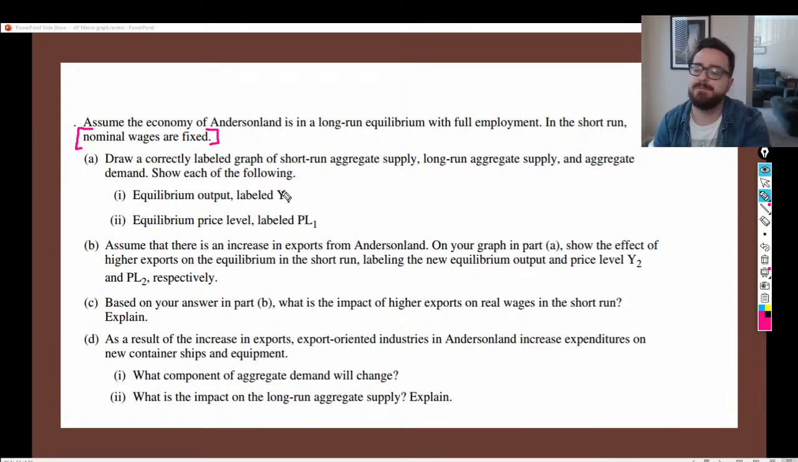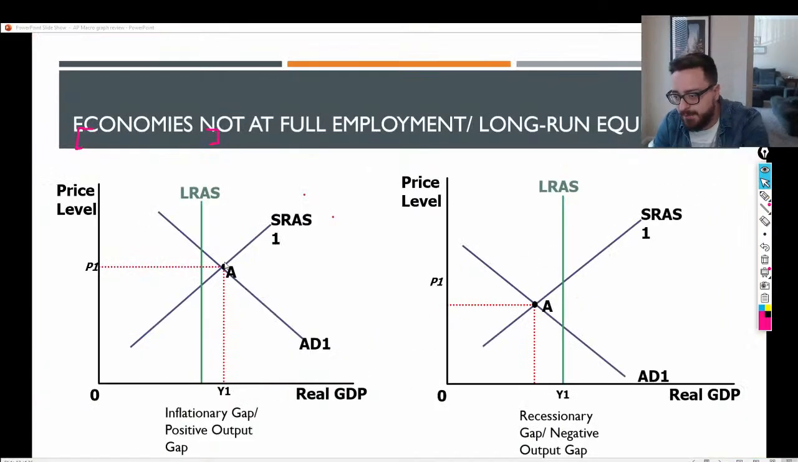But here's the hint. It only tells me to label one output and one price level. If I'm in a recessionary gap or inflationary gap, I actually have two X values to look at, right? Is Y1 here or is Y1 here? Because you could label it here and not there, there and not here. Which one do I label?